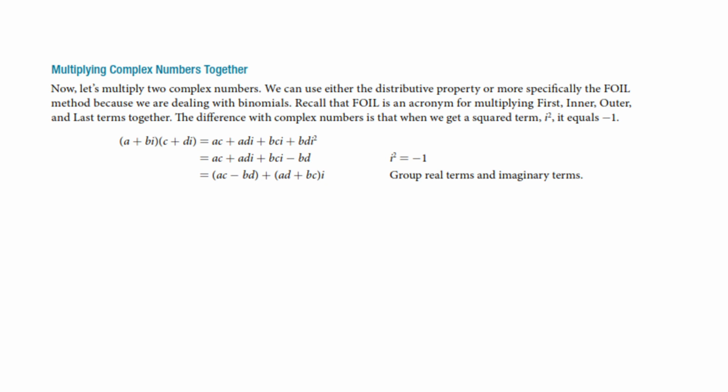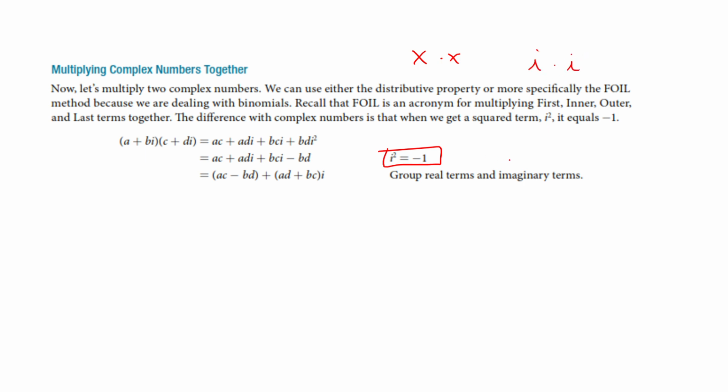All right, now we're going to multiply two complex numbers together. And what we're going to have to remember is what happens when you multiply an i times an i. That's going to create i squared. It works just like a variable. So x times x would be x squared. Well, i times i is i squared.